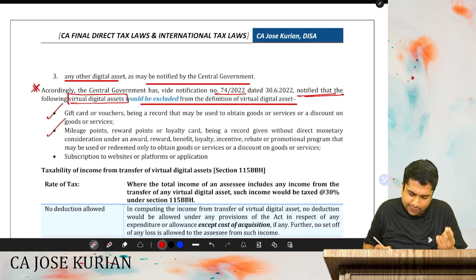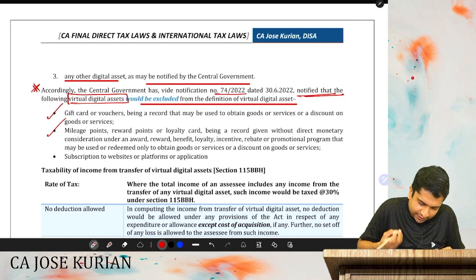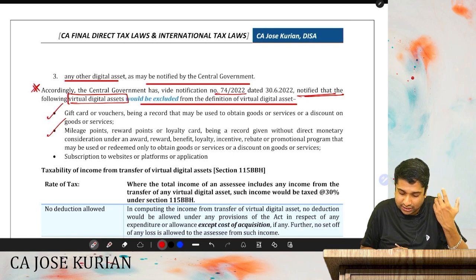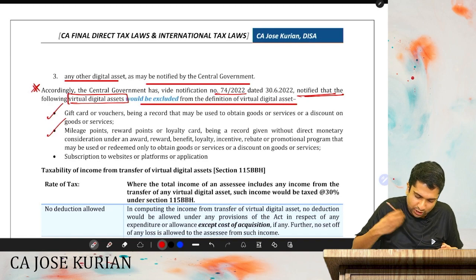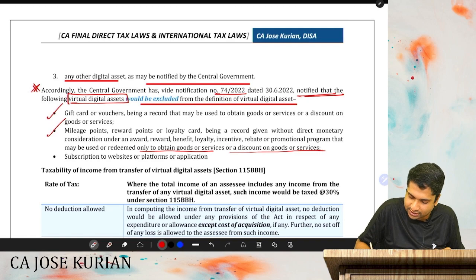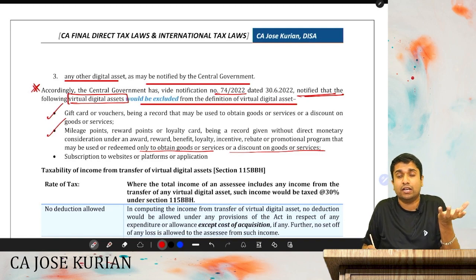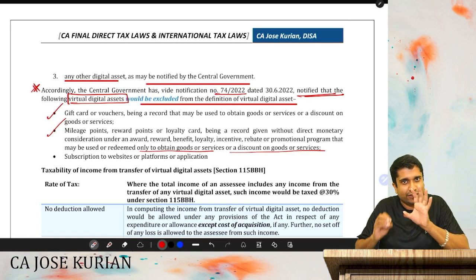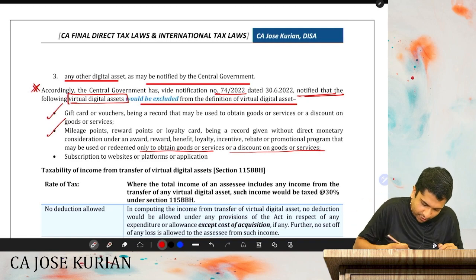Number 2, mileage points, reward points, loyalty card being a record given without direct monetary consideration under a reward or award, benefit, loyalty, incentive, rebate or promotional program that may be used or redeemed only to obtain goods or services or discount on goods or services. Say for example, loyalty points, mileage points, etc. that can be redeemed while fueling. Mileage points you can redeem while fueling. So those things, even though it is a digital representation, are not regarded as virtual digital assets for the purpose of income tax.